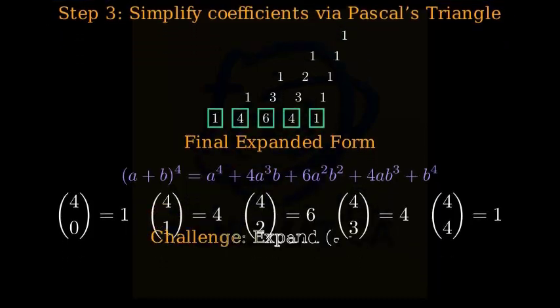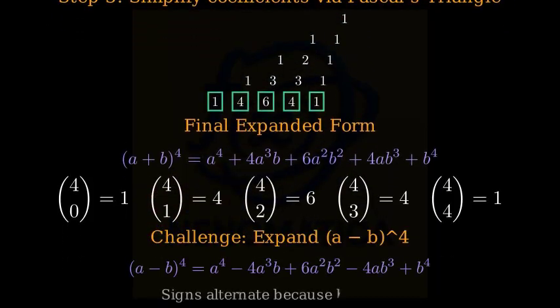Perfect. Challenge time. What about (a−b)^4? The same coefficients appear, but the signs alternate because b is replaced by negative b. That gives a^4 minus 4a^3 b plus 6a^2 b^2 minus 4ab^3 plus b^4.